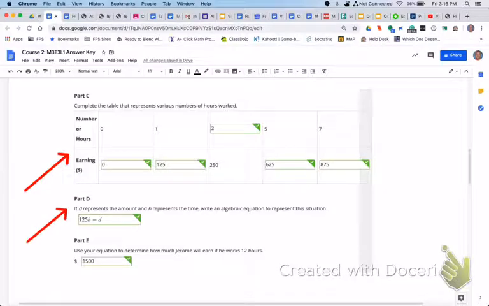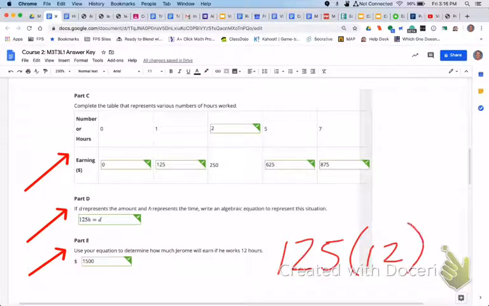For part D then, this is what your equation is going to look like. 125 times H, or 125H, is equal to D. And if we use that equation for part E, Jerome is going to make $1,500 in 12 hours. Again, that would be 125 times 12.